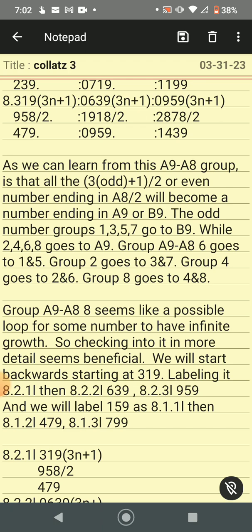Group 6 goes to 1 and 5. Group 2 goes to 3 and 7. Group 4 goes to 2 and 6. Group 8 goes to 4 and 8.